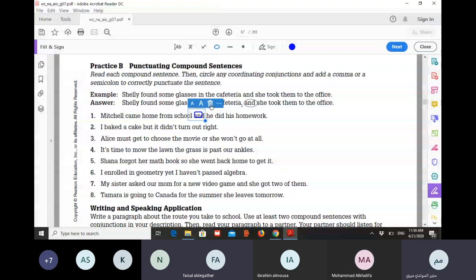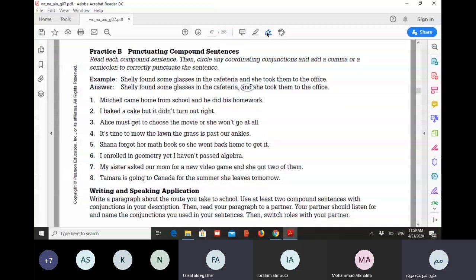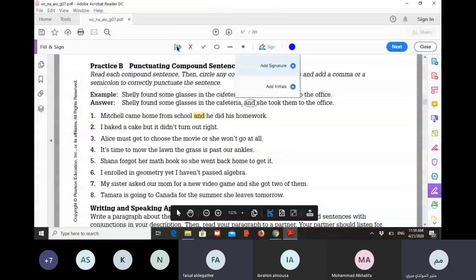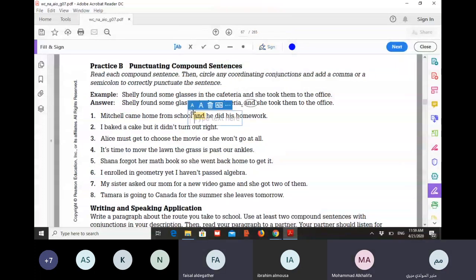Teacher, I want to do number 2. Wait a minute. So here it is and what should I do, Muhammad? What did you say? Comma. Very good. So I place a comma before and. So here there must be a comma.